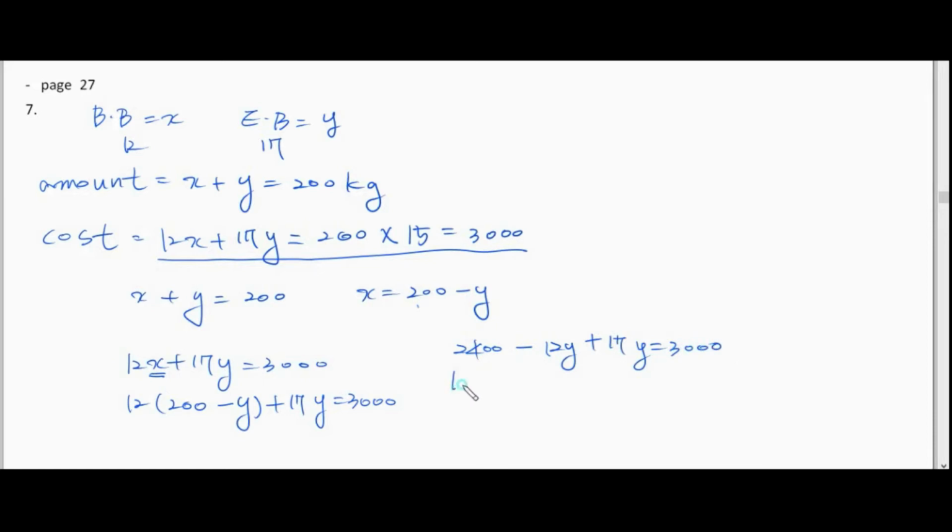Once again, calculating it, 5y equals 3,000 minus 2400, and that equals 600. Dividing both sides by 5, y equals 120, like this. Kilograms, don't forget the units, and y is 120 kilograms. And for x, so x plus y is 200, so it will be 80 kilograms, like this.